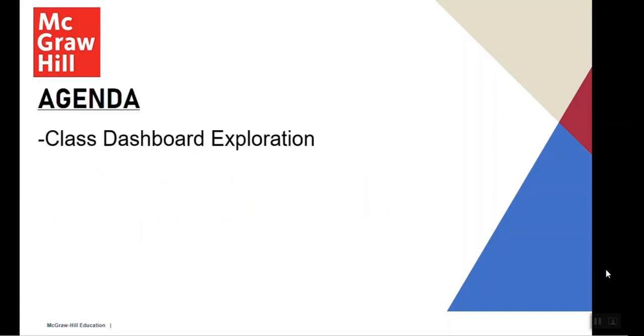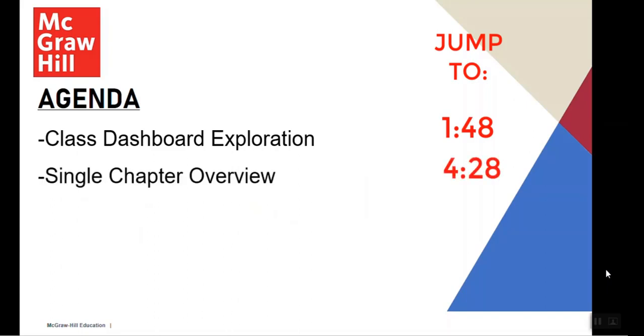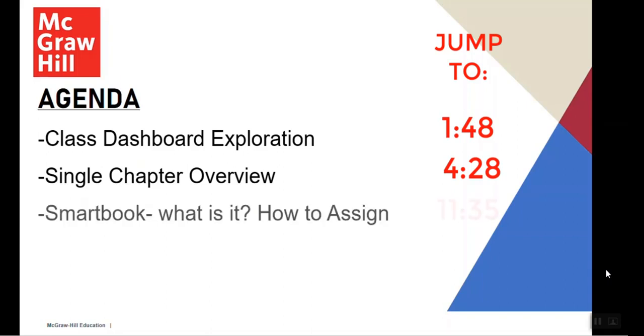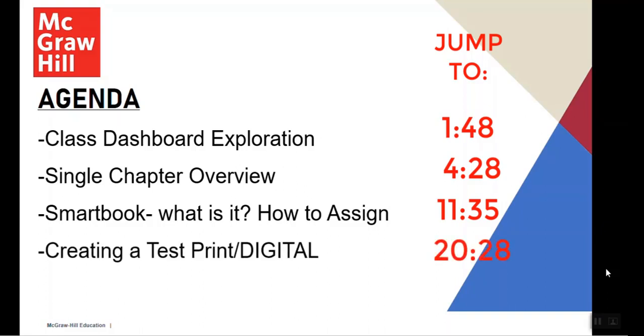The first thing we'll cover is class dashboard exploration. Next, we'll do a single chapter overview, as all chapters work the same way. Next, we'll talk about the Smartbook. What is it, and how do you assign it? And we'll end with creating a test, either print or digital.